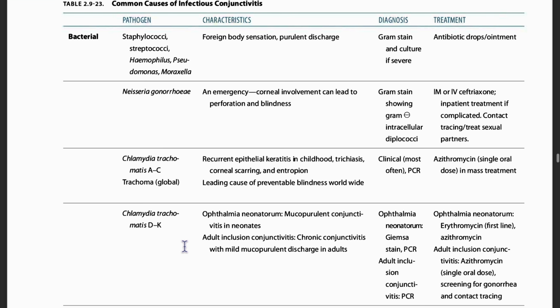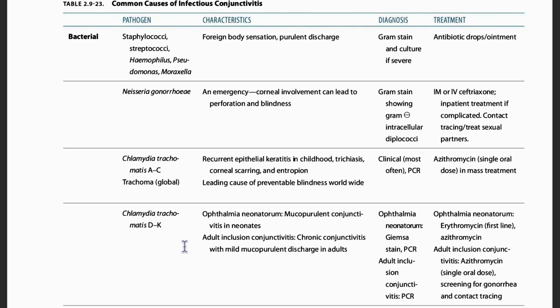We have chlamydia trachomatis A to C, and trachoma globally. Characteristic here is recurrent epithelial keratitis in children, trichiasis, corneal scarring, and entropion. Leading cause of preventable blindness worldwide. Diagnosis clinical, most often PCR, and treatment is azithromycin, single oral dose in mass treatment.